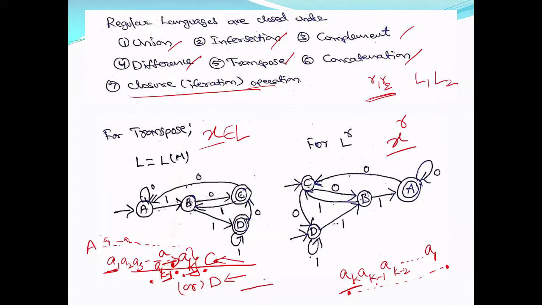Suppose there was a transition on AK in your M, say P to R. Then in your M dash there must be R to P for this AK. So what should I do? Now I have to reverse the transition. So what I am doing now is, what is your final state?